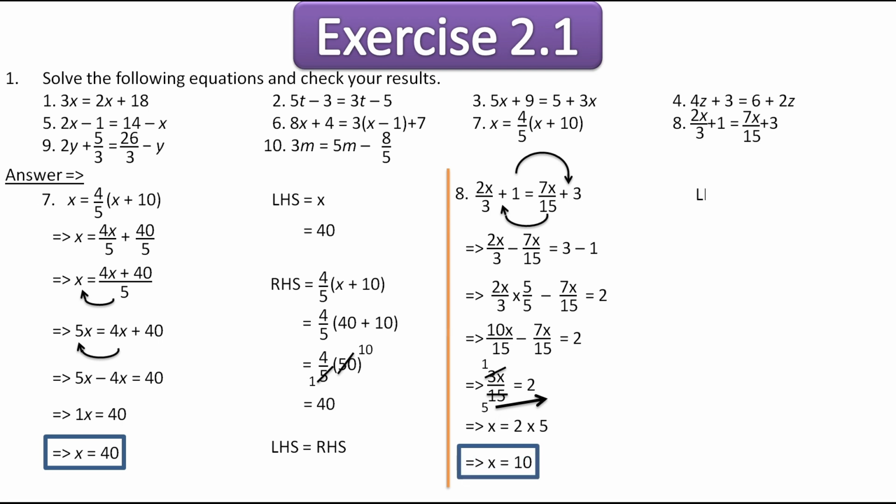Now let's put the value of x in the LHS part. LHS part is what? 2x upon 3 plus 1.